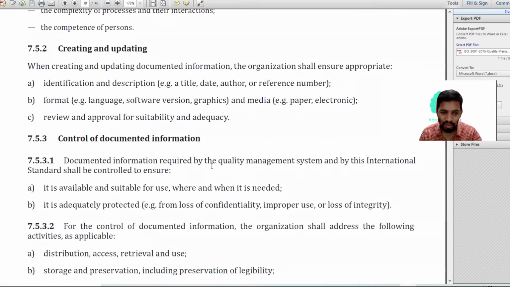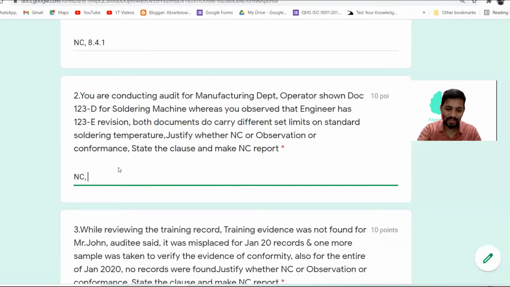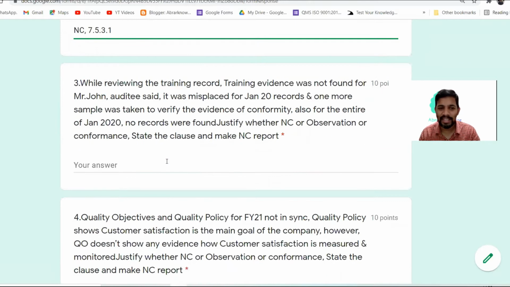But here it must be available and suitable for use where and when it is needed, right? So this is the problem. Or it is adequately protected. So this is the problem. 7.5.3.1 is the class number. Okay, let's read the next one.